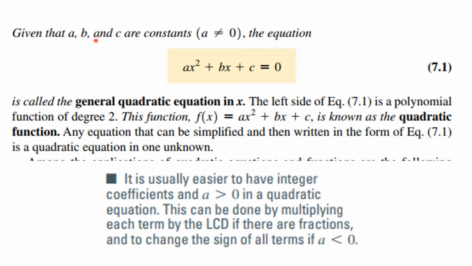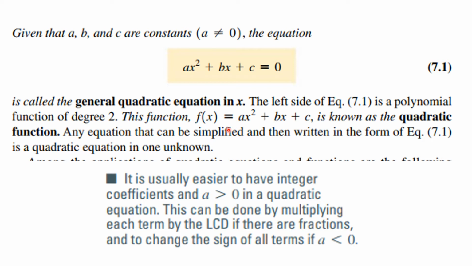If you have a, b, and c, which are constants, and a is not equal to 0, then this equation is called the general quadratic equation in x. Notice that I moved things around so it is equal to 0. The coefficient of x squared is a, the coefficient of x is b, and c is the constant. This function is also known as a quadratic function.